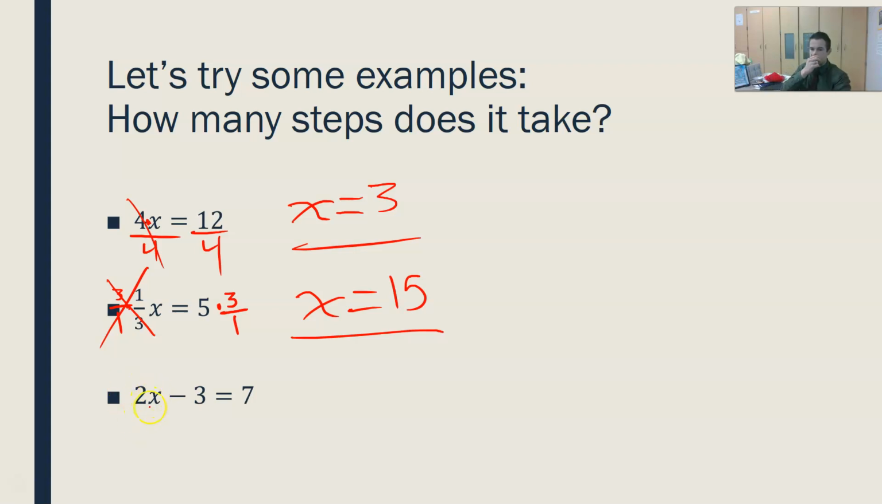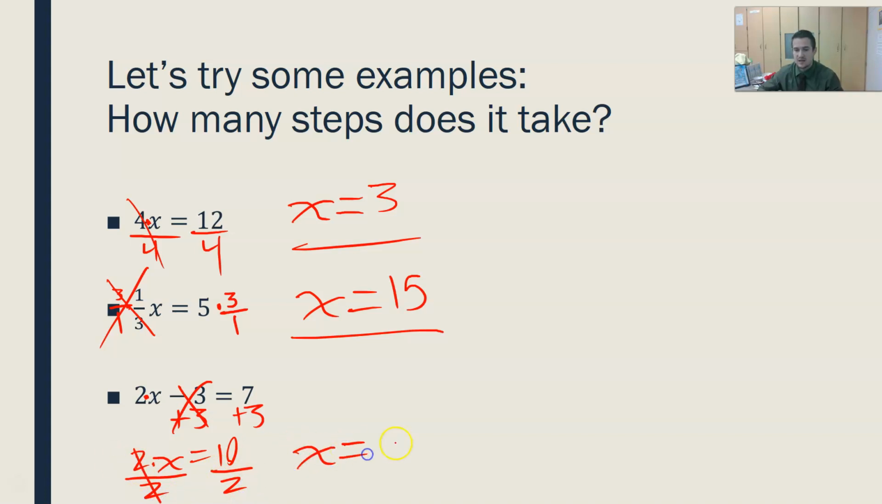Next, I have 2x minus 3 equals 7. There are a couple of things being done to x. I'm multiplying by 2, and I'm subtracting 3. So going in reverse order of operations, I'm going to take care of the subtraction first. I undo subtraction with addition. I'm going to add 3 on both sides, which gives me 2x equals 10. Now I'm going to take care of this multiplication. The opposite of multiplying is dividing. So I'm going to divide by 2 on both sides, which leaves me with x equals 5.